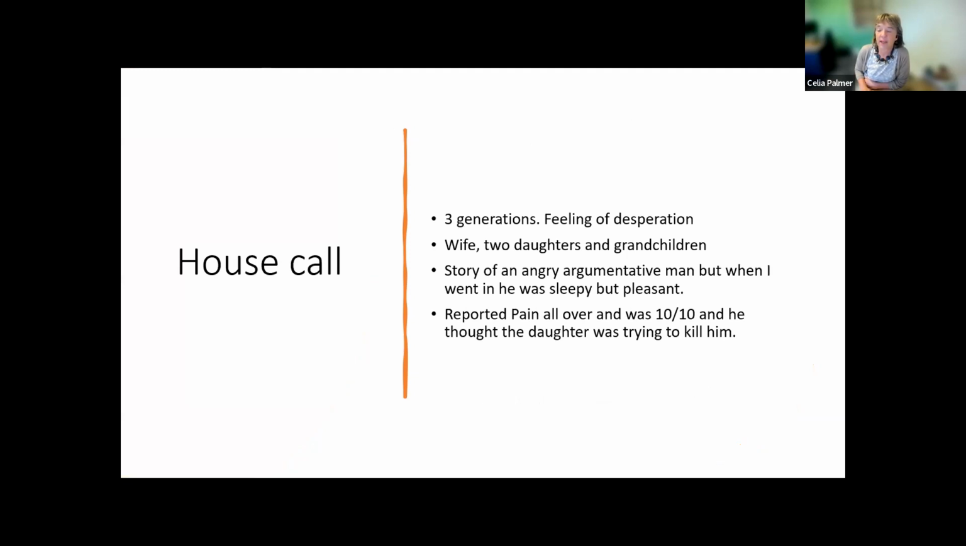Three generations were there: his wife, his 2 daughters and grandchildren. They were talking about him being completely different, angry and argumentative. But going in to see him, he appeared quite drowsy and quite pleasant at the time, so comfortable. However, he reported pain all over, and he described the pain as being 10 out of 10. And he thought that his daughter was trying to kill him.